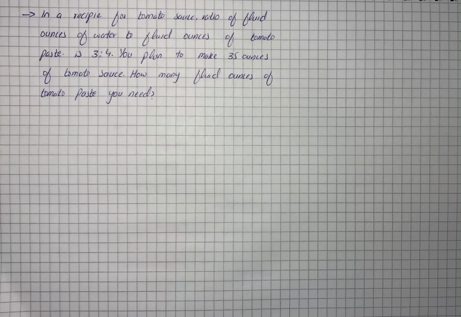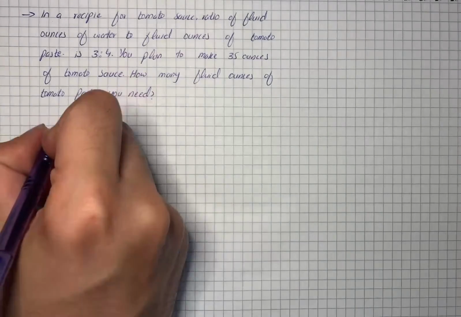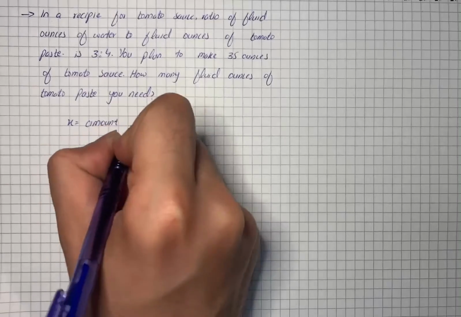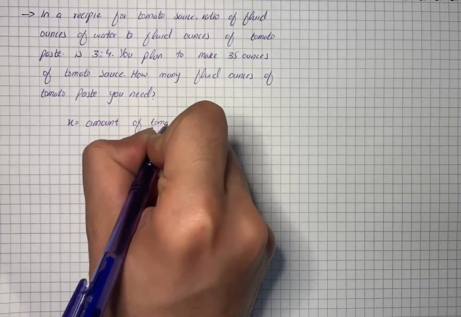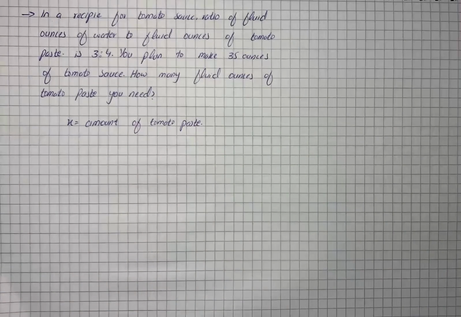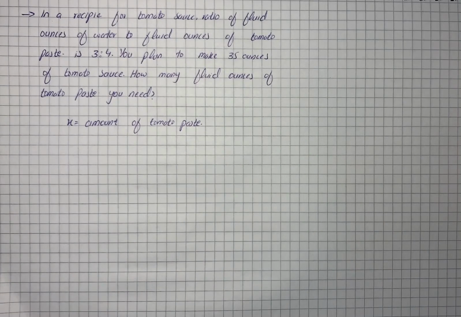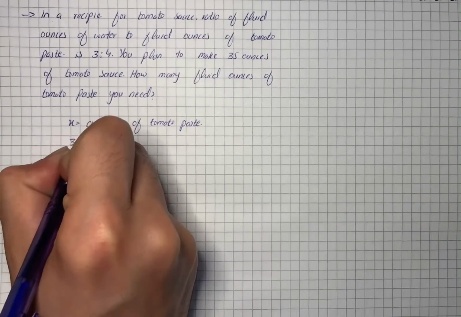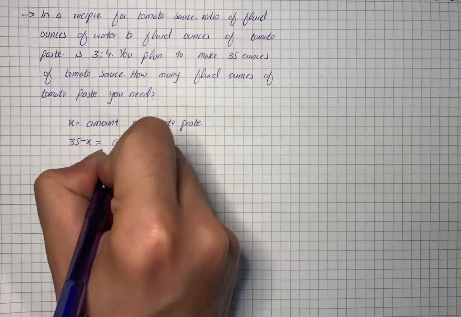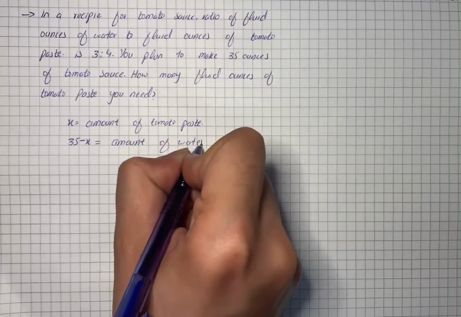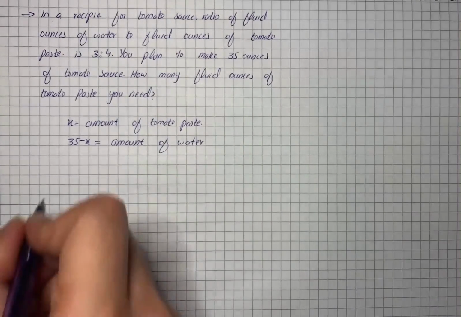So let X be the amount of tomato paste. Right? So the amount of tomato paste is X. So 35 minus X is the amount of water. 35 minus X is equal to the amount of water. Now we will use the ratio.